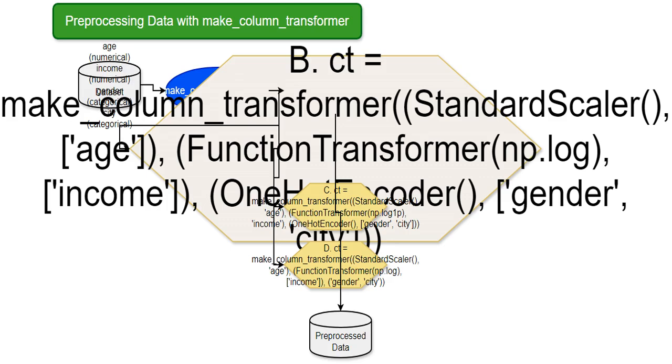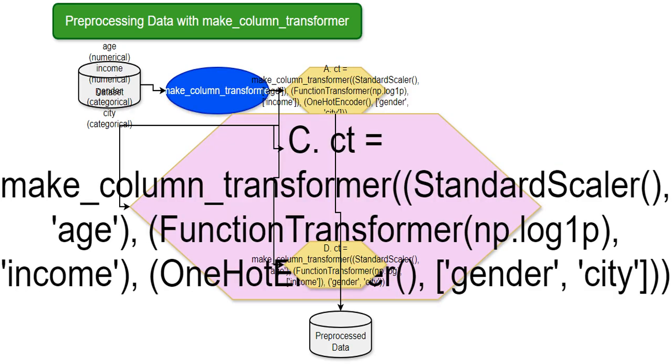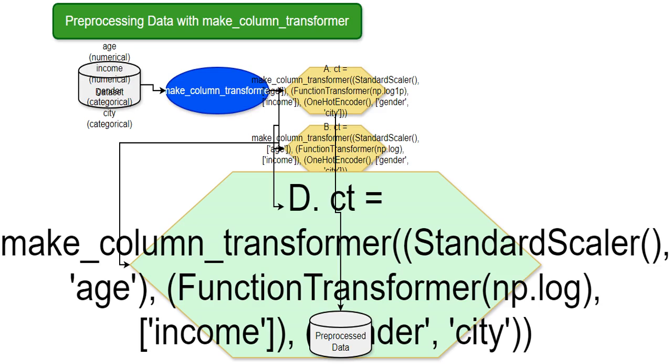This option uses np.log for the income transformation. This is problematic because if I have an income of 0, the log of 0 is undefined. It'll crash. Here, I'm passing the column name, age, as a string instead of a list to StandardScaler. While it might work, it's not the best practice. I prefer using lists for clarity. Similar to option C, it uses a string for age, and also has the np.log problem. Plus, the gender and city are incorrectly passed as a tuple.